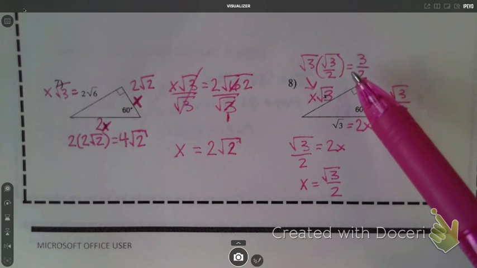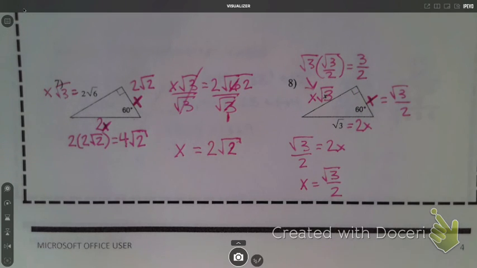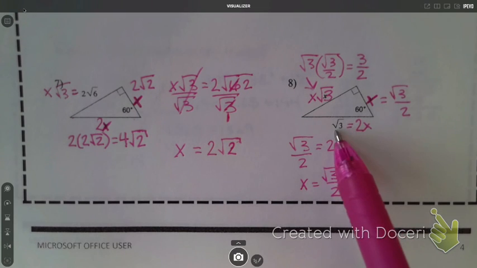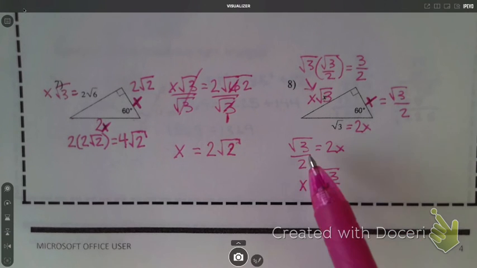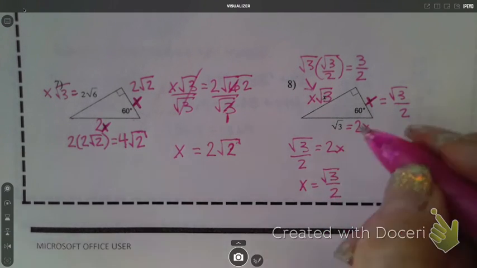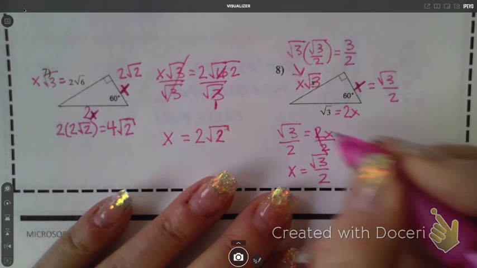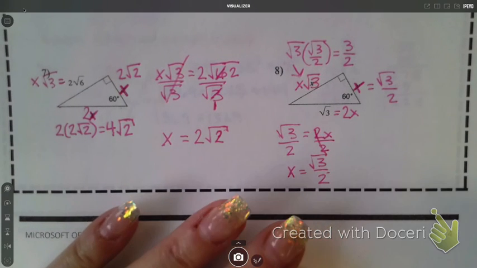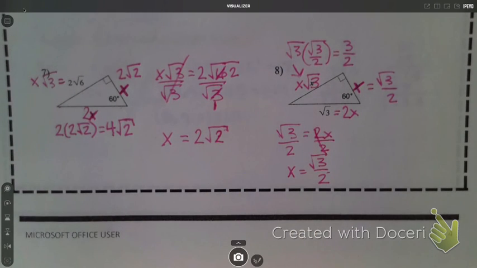Hold on. Wait a minute. Something ain't right. I got just 3, not square root of 3. Well, how did you just get 3? I also only got x equals square root of 3. Okay, but you should have square root of 3 equals 2x. That's where you should have started. And you divide by 2, and you get square root of 3 over 2. That's where I went wrong. I took square root of 3 times 2, which is the square root of 3. Well, the square root of 3 times 2 is 2 square root of 3.